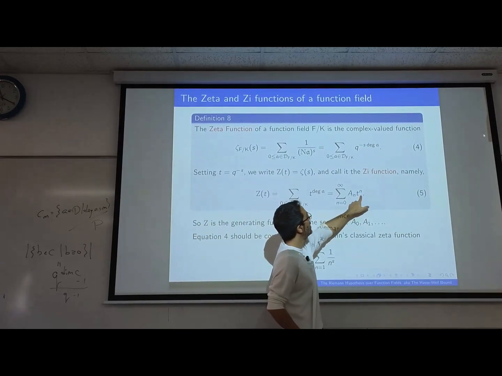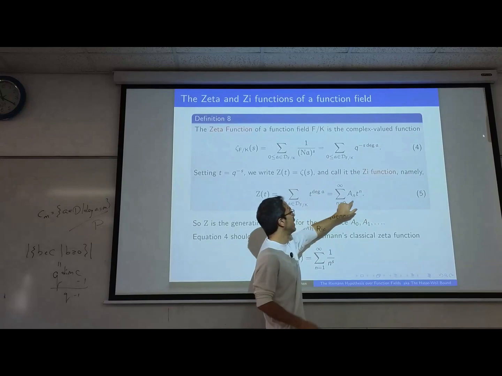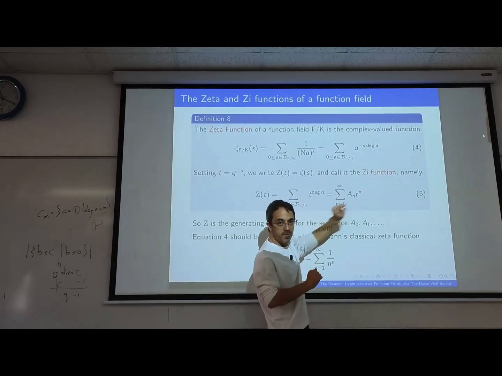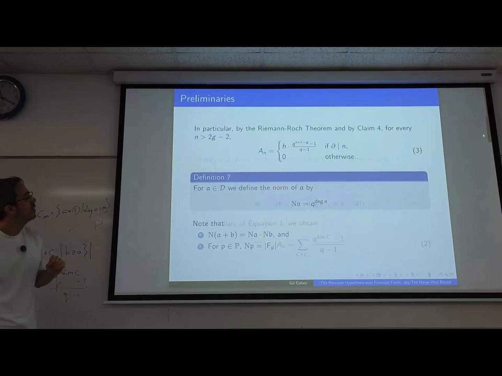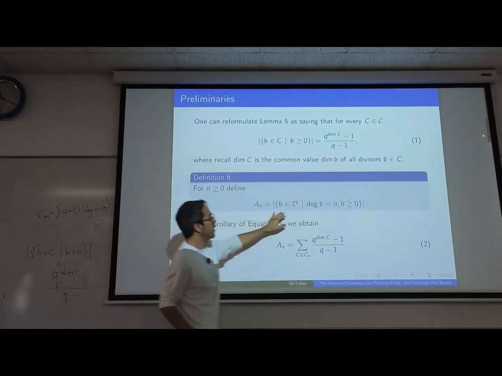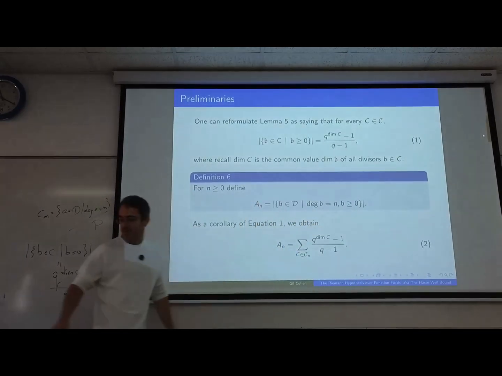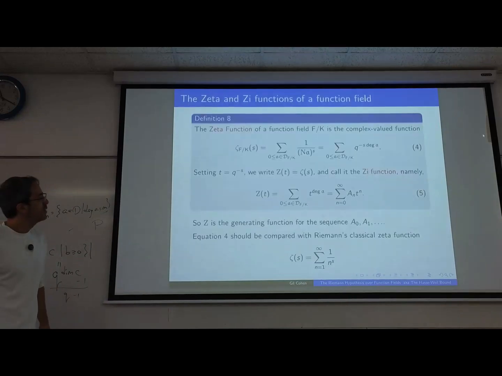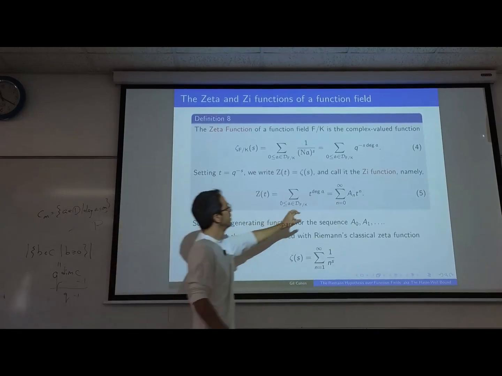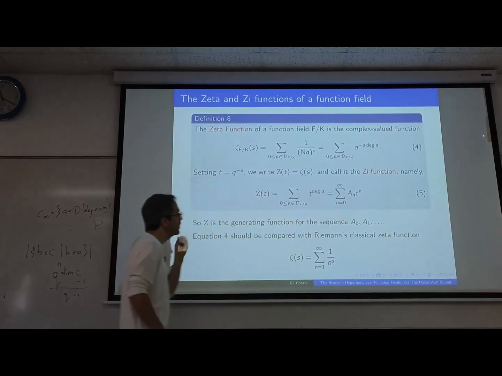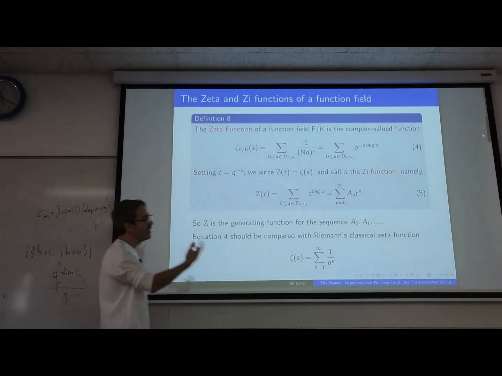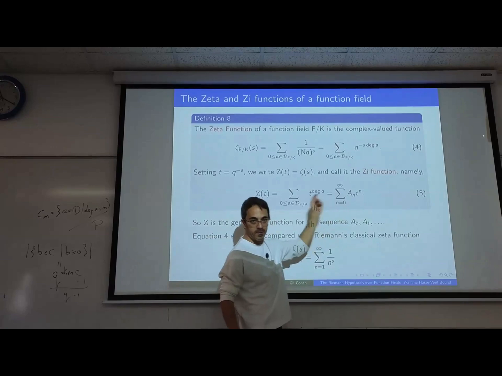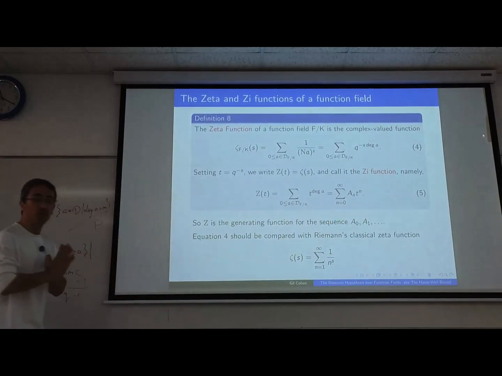And indeed, how many divisors of degree n are there? That was the definition of a_n, which appeared before: how many non-negative divisors you have of degree n. So I'm just putting them together in this sum. So that's what I said. The Z function, not really the zeta function, but the Z function, is the generating function for this sequence. Questions? Because that's going to be important for us.